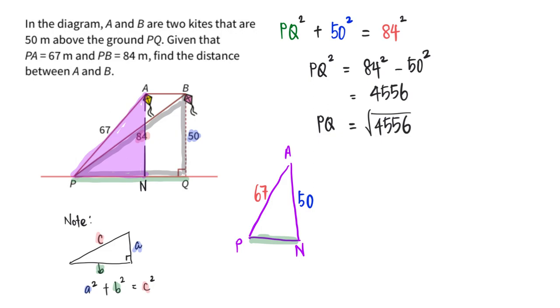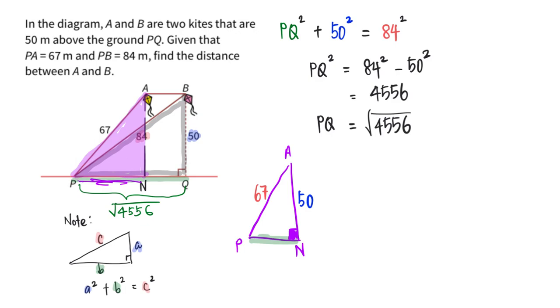Okay, you take note, this is still a right angle triangle, because if I know that the whole thing is square root 4556, and if I can find this, then I will be able to find my AB.